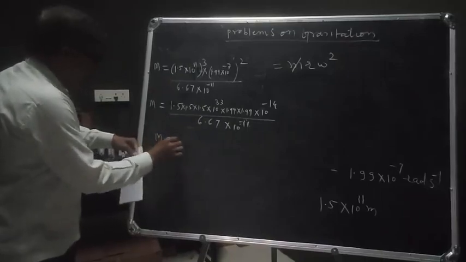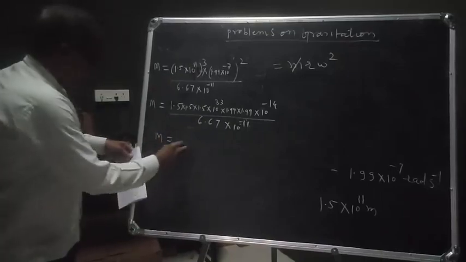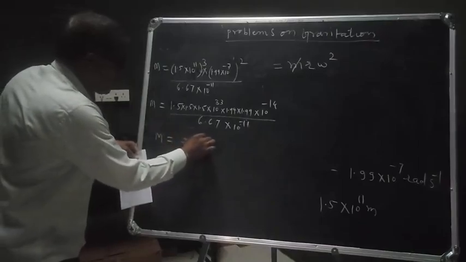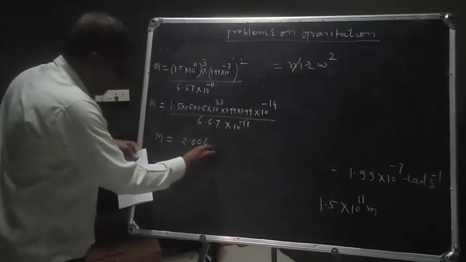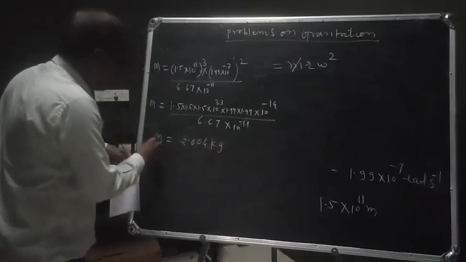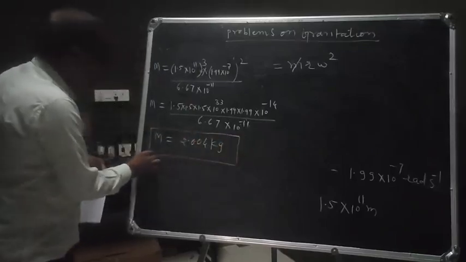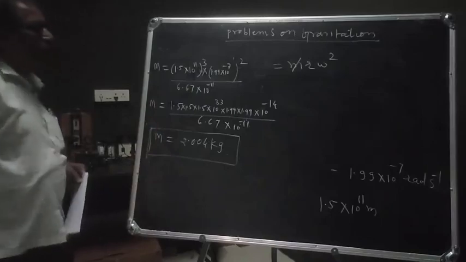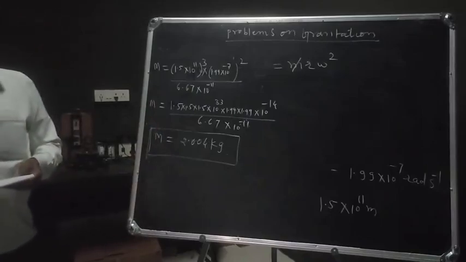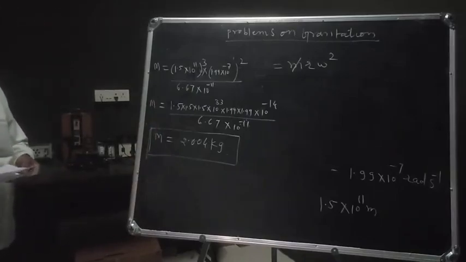Mass equals to 2.004 into 10 raised to 30 kilogram. In this way, we have calculated the mass of the sun. Now we will see the second problem.